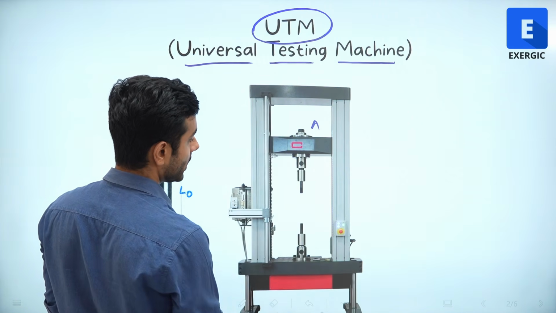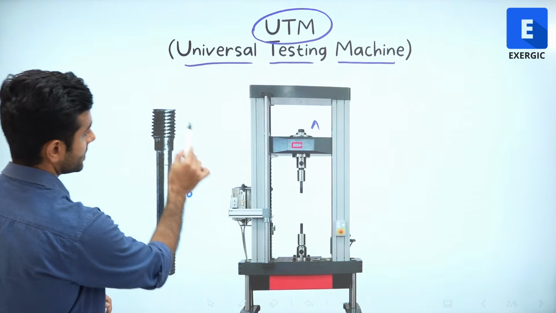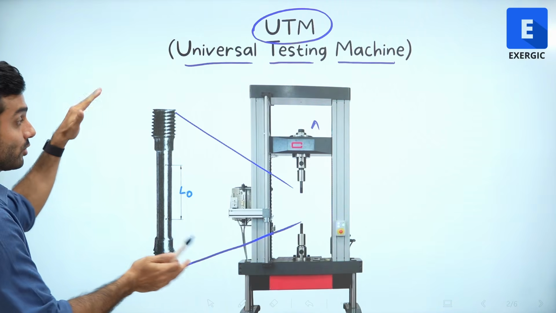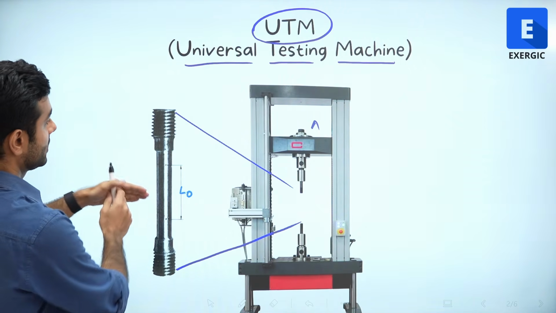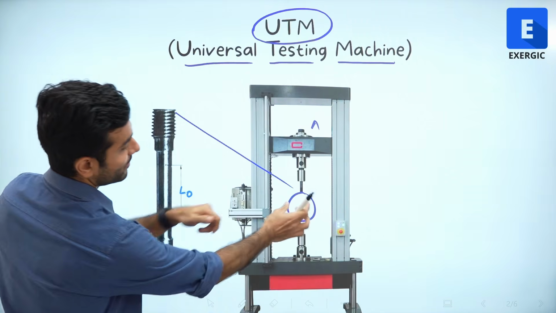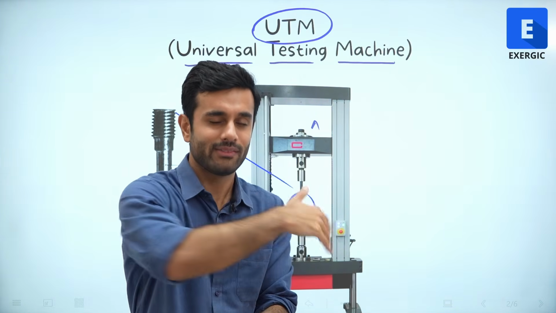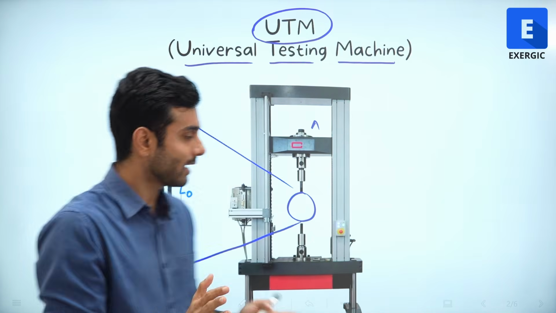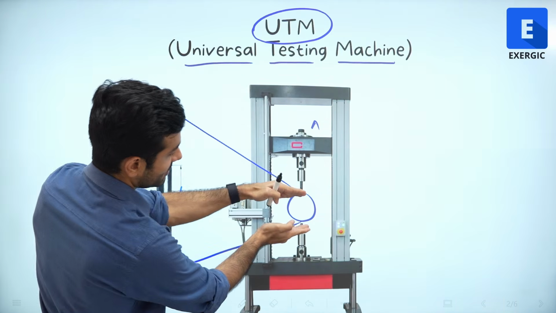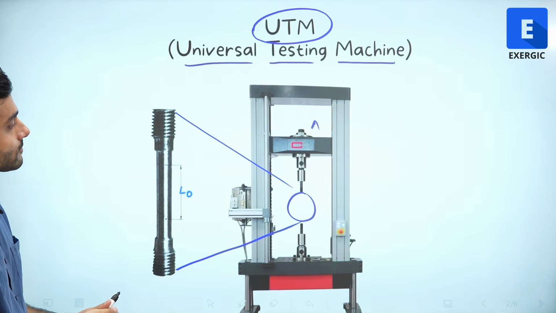What exactly do we do here? In the gap between them, we put a specimen. This is a specimen. This is not the real size. Don't think that the specimen looks this big. The specimen is going to fit here, and here. Its dimensions are not that big, it's small. I will discuss the dimensions, but realize that this specimen is not as big as the machine. It is small. I have shown it larger so that you can easily see it.